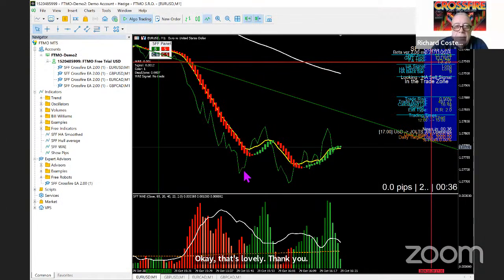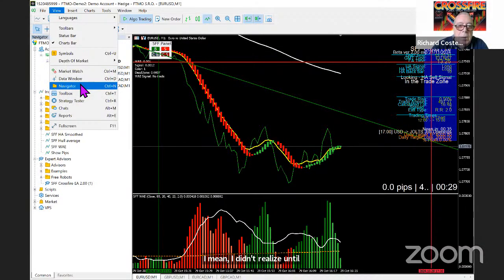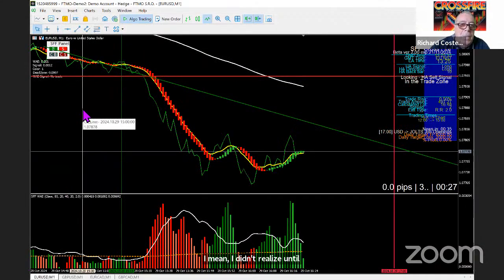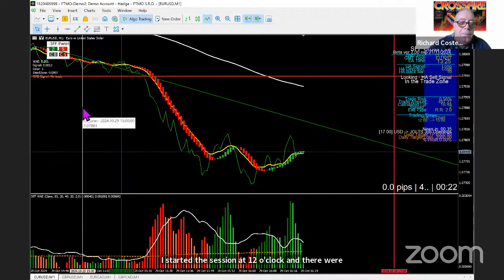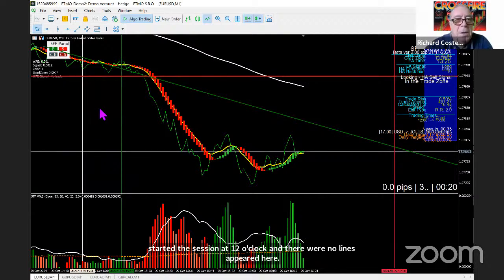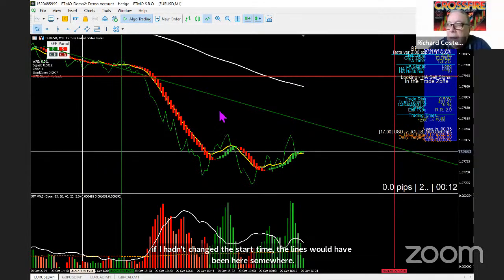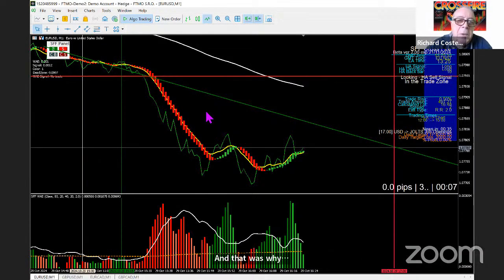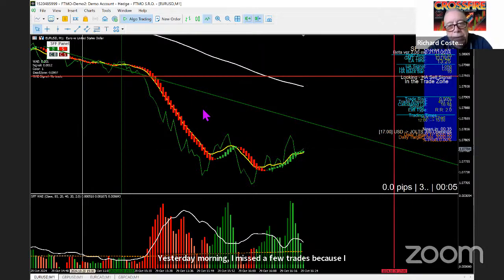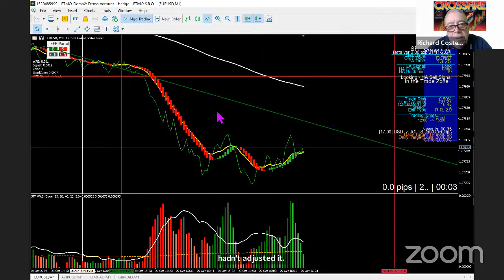I mean, I didn't realize until, get rid of that, these, I started the session at 12 o'clock and there were no lines appeared here. And if I hadn't changed the start time, the lines would have appeared here somewhere. Yeah, okay, that's great, thank you. And that was why yesterday morning I missed a few trades because I hadn't adjusted it. But lesson learned.